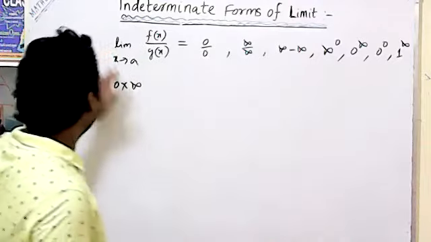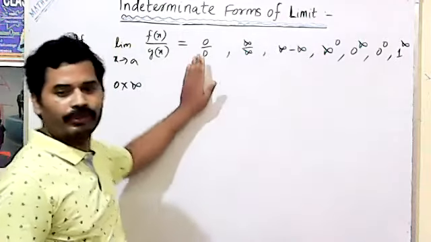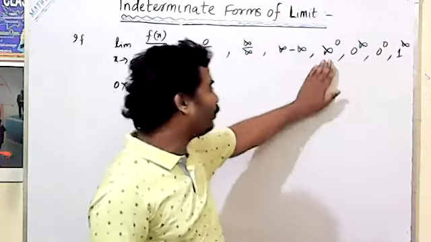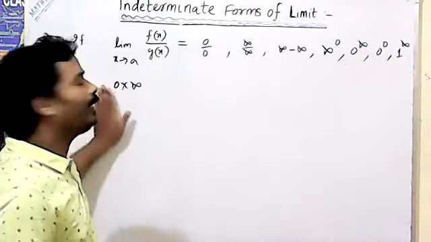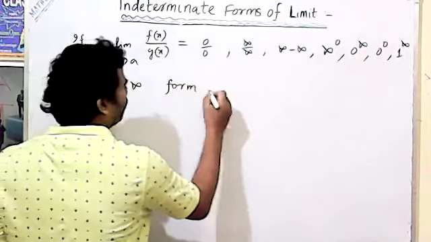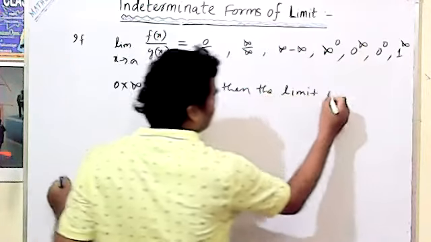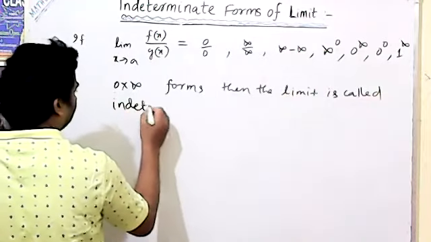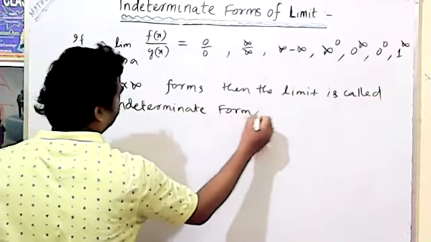So here, if the limit of f of x by g of x when x tends to a is equal to 0 by 0, infinity by infinity, infinity minus infinity, infinity to the power 0, 0 to the power infinity, 0 to the power 0, 1 to the power infinity, or 0 into infinity forms, then the limit is called an indeterminate form of limit.